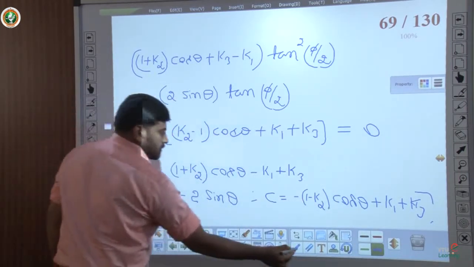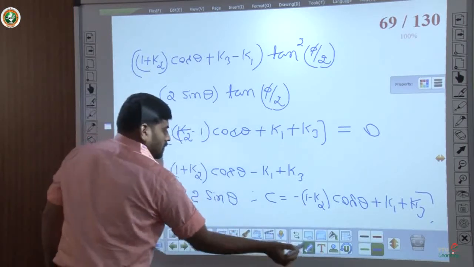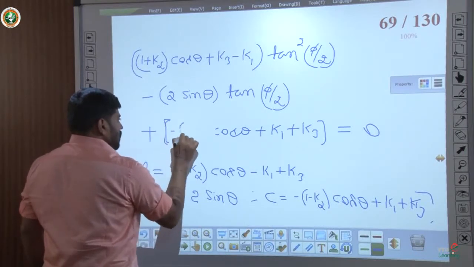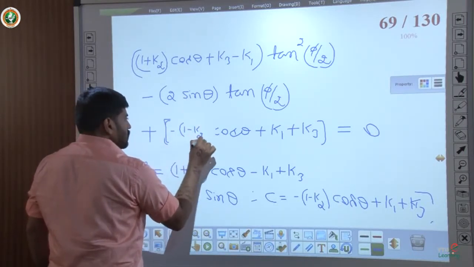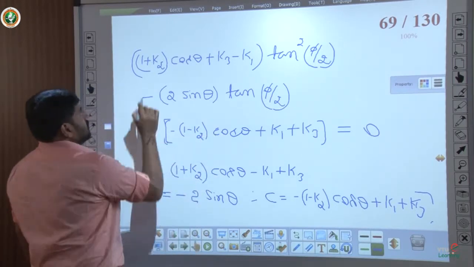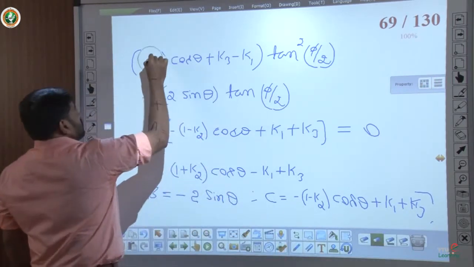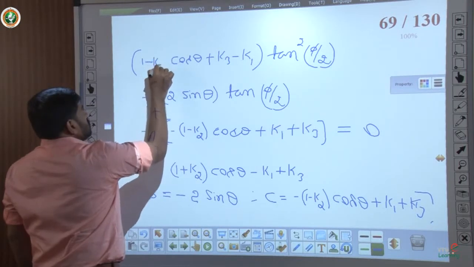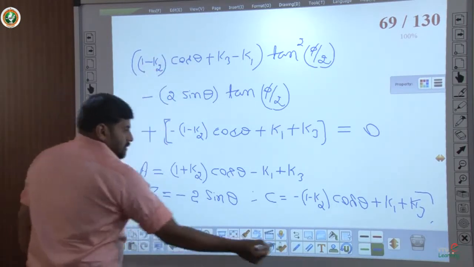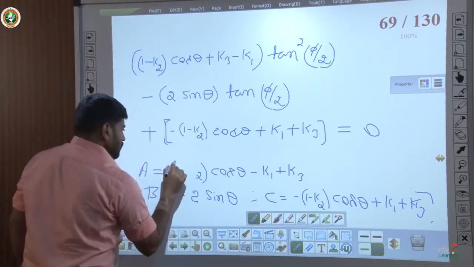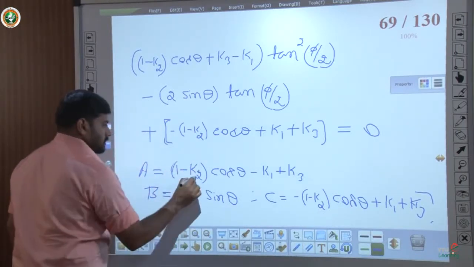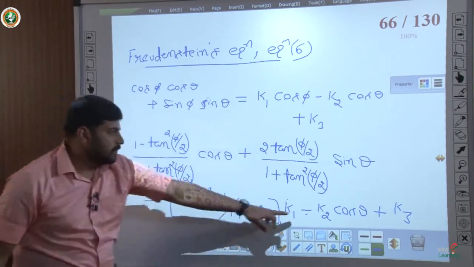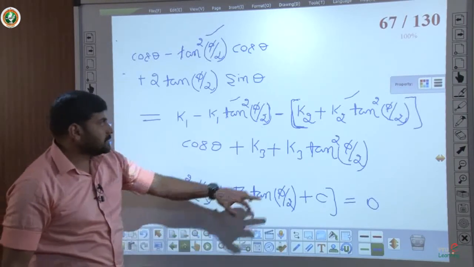So here we will get a small correction, it is minus of 1 minus k2 cos theta. So here this should become 1 minus k2, that's all. So change this sign to minus k2. So wherever we add k2, introduce minus sign. This is because of the reason we added minus sign here while taking to the next page, I took it as positive.